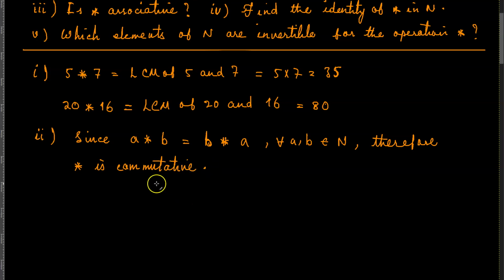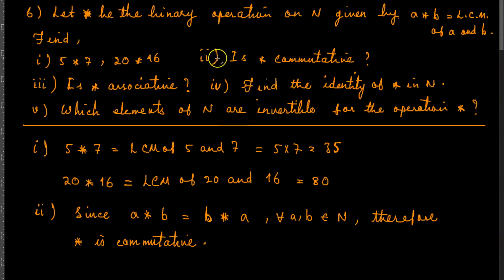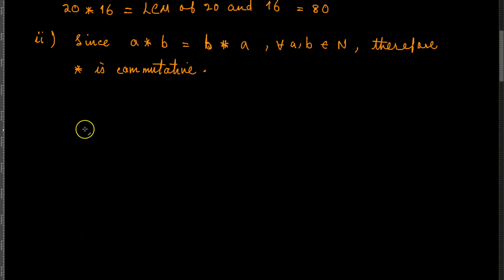Star is commutative, right? Now, the third part of this question is you want to know if star is associative, okay? And for this, we need to do a little bit of an experiment. So suppose that you have, for example, three numbers. You have, for example, 20, you have 16, and you have, for example, 18.